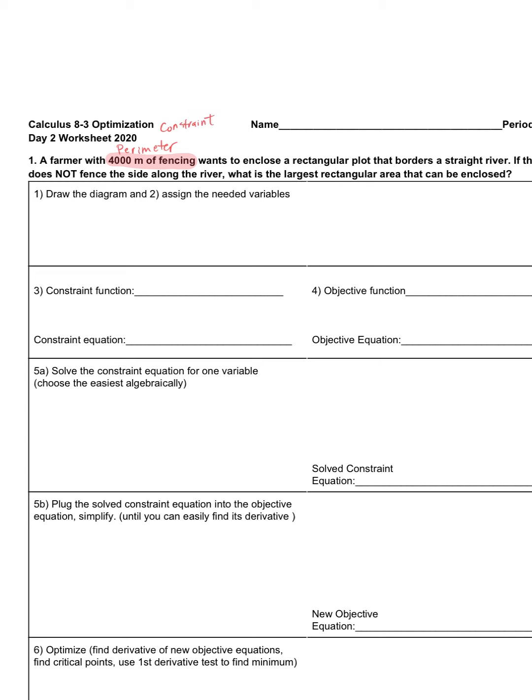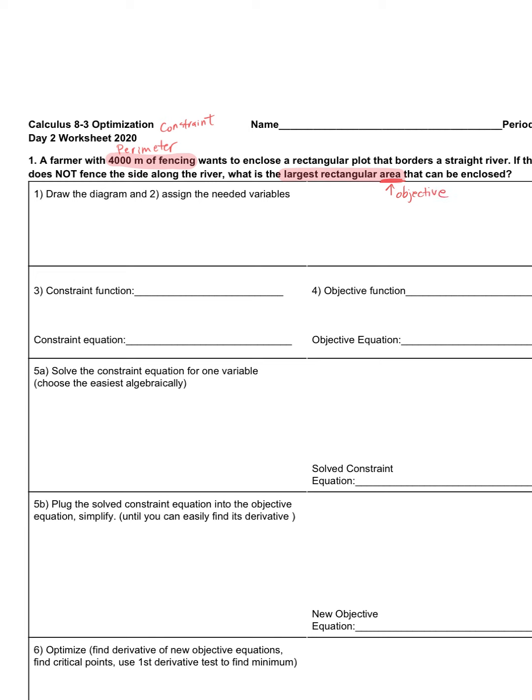So let's keep going through. It borders a straight river. We do not fence the side along the river, and we're looking for the largest rectangular area. So that is what we are trying to maximize. All right, so this right here is our objective.